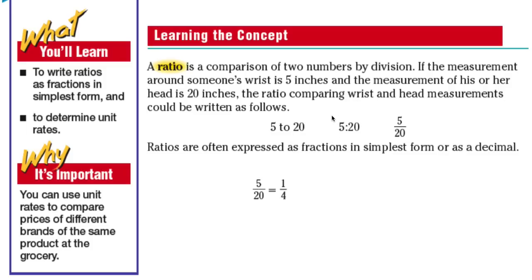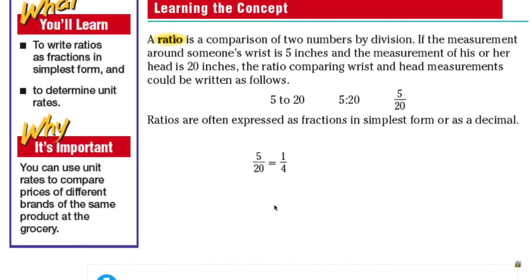And again, it is a comparison of two numbers by division, meaning the fraction bar indicates division. Okay? So if we express 5 over 20 as a fraction, the simplest form of that ratio is 1/4. Why? Because you want to find the GCF of 5 and 20, and the GCF is 5, so you divide both the numerator and the denominator by 5, and that's the reason why you get 1/4.